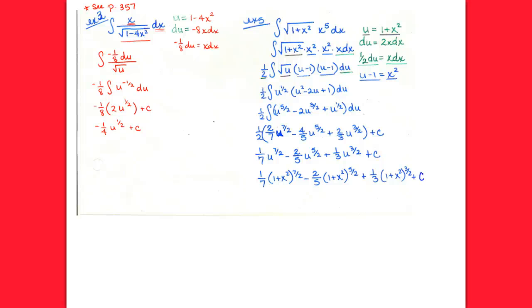And then we just need to back substitute where we put that 1 minus 4x squared back in the place of u. And there's our final answer.